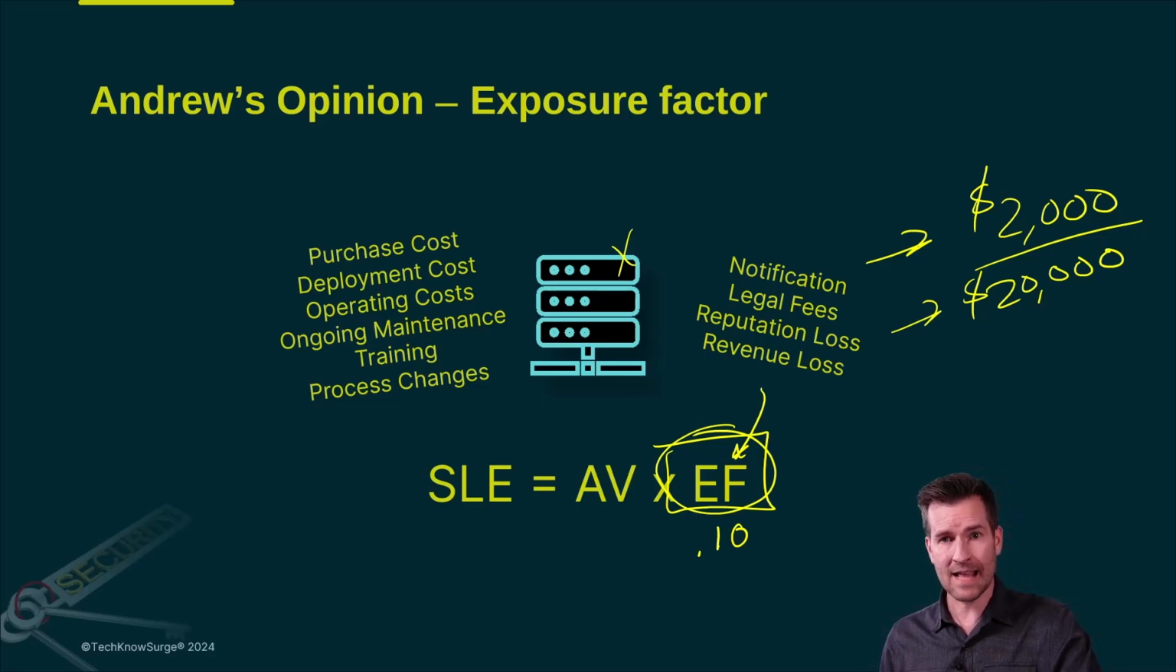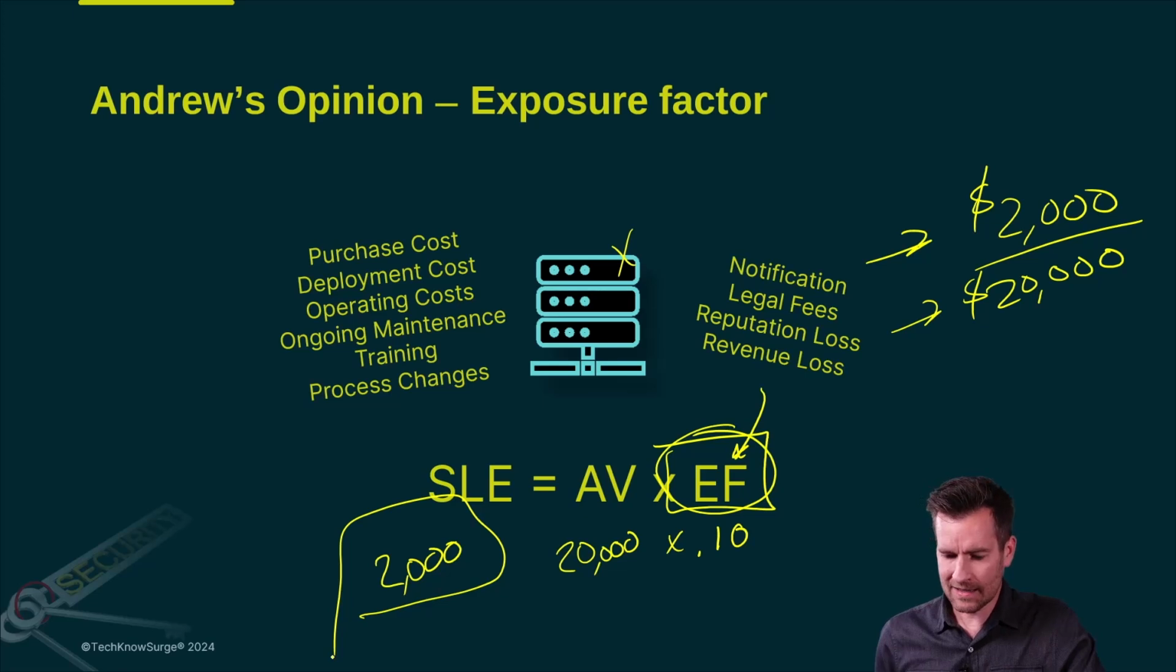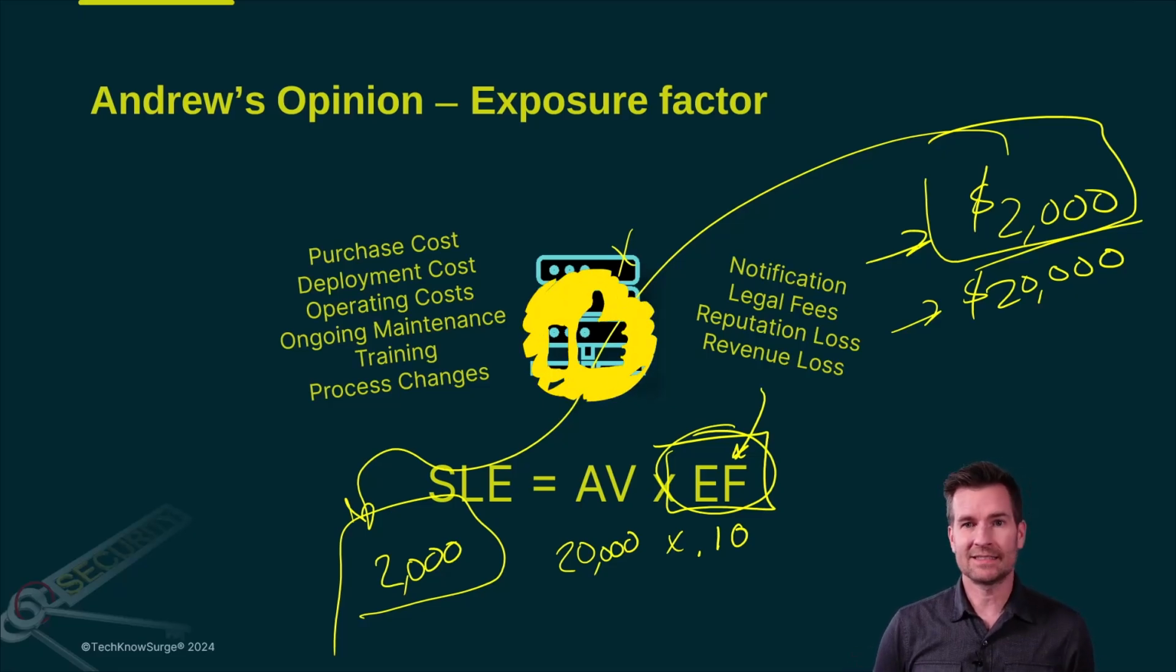And then we multiply that by the asset value. The asset value is $20,000. So you multiply that together, and the single loss expectancy for this particular thing is $2,000. Well, that is the cost of the repair. That's the single loss expectancy that it took to repair the servers. So this equation really just seems like a really goofy equation to me. But for some reason, this is the standard equation that we use to calculate single loss expectancy.